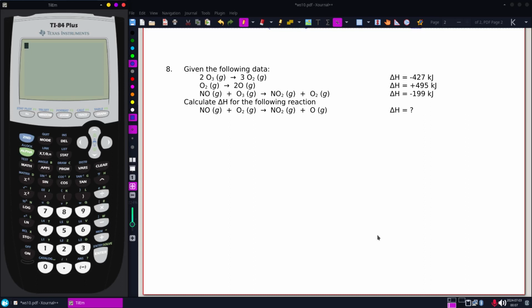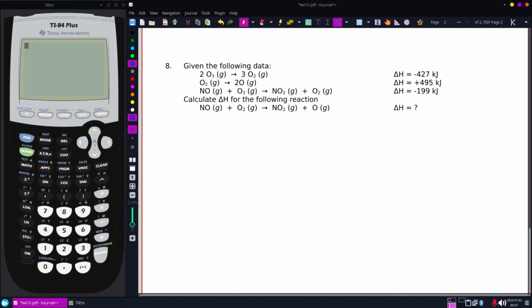All right, looking at question 8 here, I have these three equations at the top, 1, 2, and 3, and I want to use them to build that bottom equation. I'm not going to worry at first about these O2s, and that's mainly because I find them in two equations. They're both in equation 2 and equation 1. But everything else is isolated.